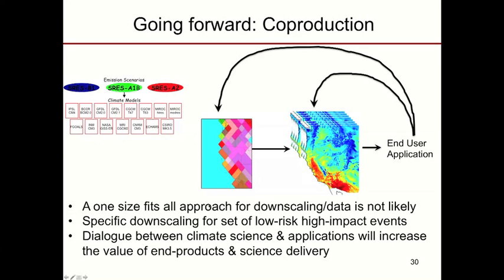And I think it's important here to point out that a one-size-fits-all approach for downscaling or assessing climate change risk is probably not likely, and that we may need to look at specific types of downscaling for certain types of impacts. So low risk, high impact events, these may be extreme flooding events. They may be looking at wind events, for example. So I think the idea here is that if we can continue a dialogue between climate science and then the users of some of the data sets, ultimately we'll hope to increase the value of these end products in science delivery.